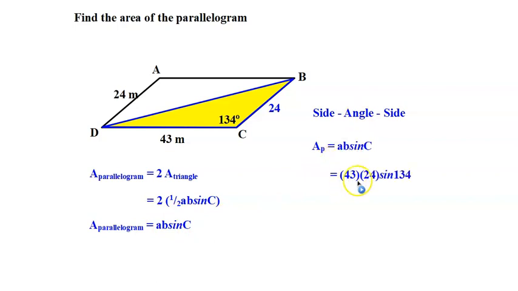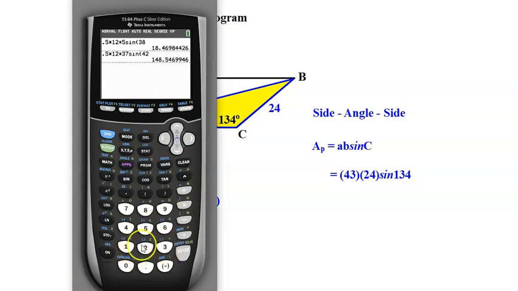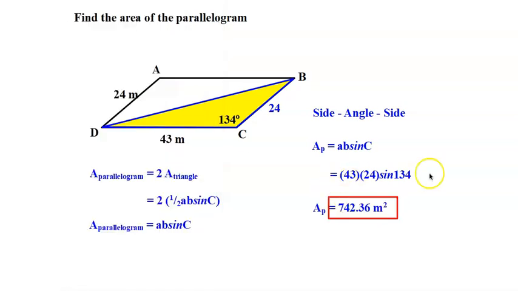And we have 43 times 24 times the sine of 134 degrees. So we open a calculator and we have 43 times 24 times sine of 134. And we have 742.358, so we'll round that off. All right, and there it is: 742.36 meters squared, approximately. All of these are going to be rounded because we're using trigonometry, so all of these are going to be rounded off.